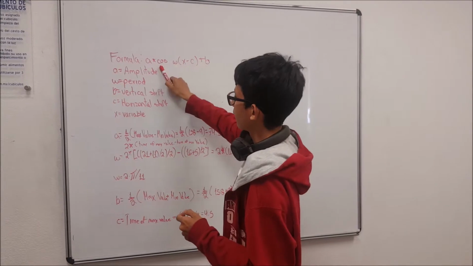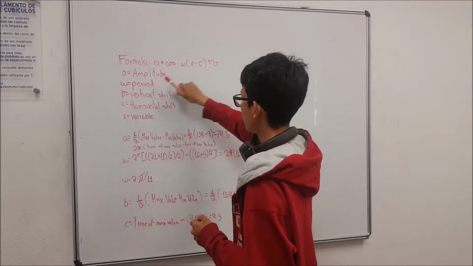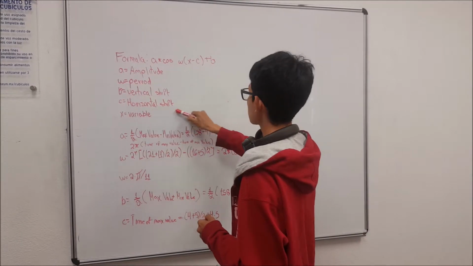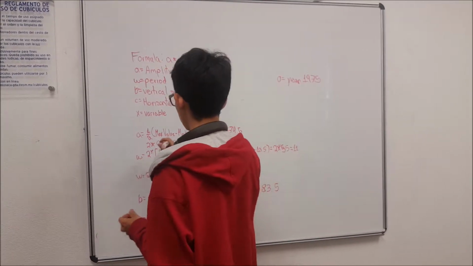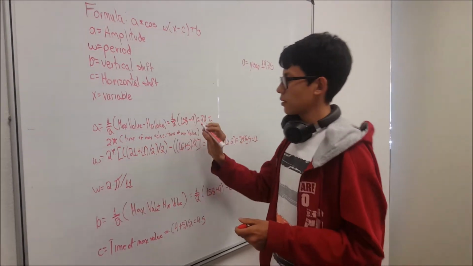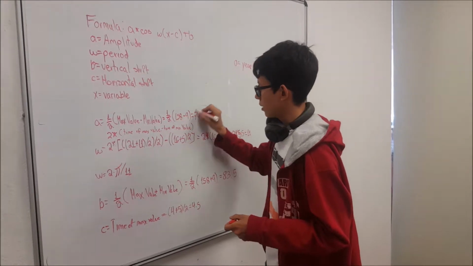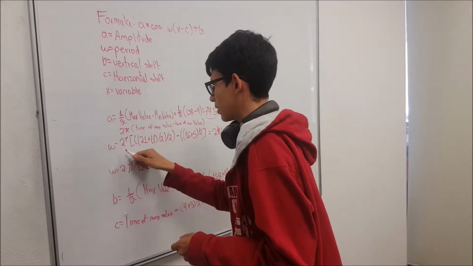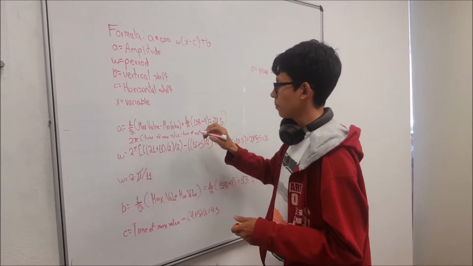So the formula to get the cosine curve, or the sinusoidal wave for cosine, is a times cosine of the period, which is W in this case, all times x minus the horizontal shift, plus the vertical shift. So in order to get the amplitude, we need to get the maximum value and the minimum value, all divided by 2. So in this case it's 158 minus 9 divided by 2, which is 74.5. So the next part is how to get the period. Well, the period you get by multiplying 2 times the time of the maximum value minus the time of the minimum value.